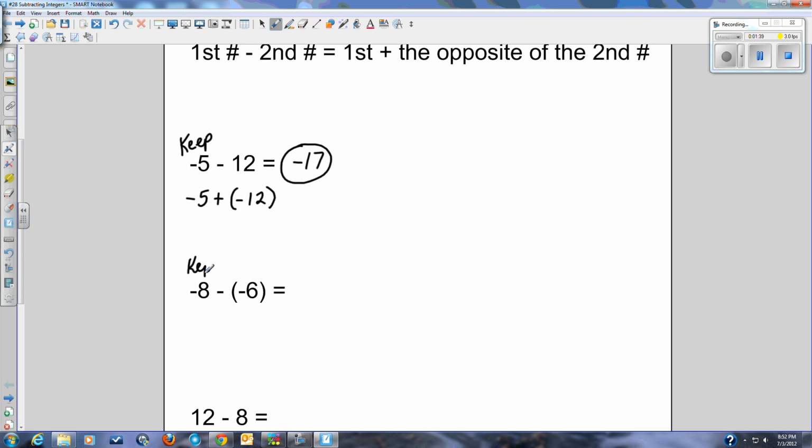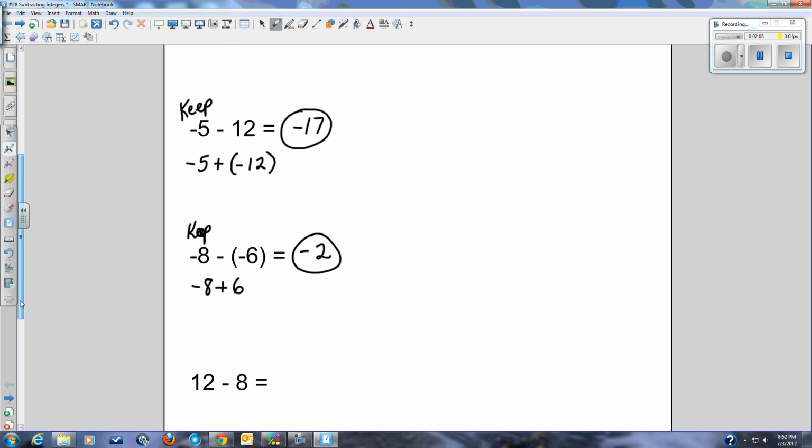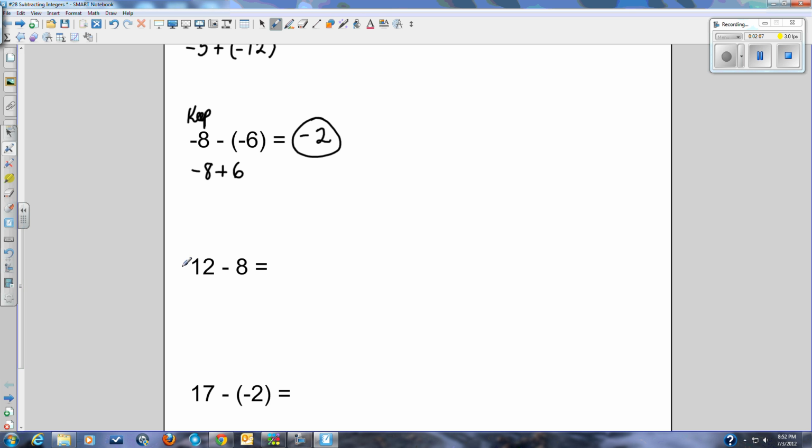We keep our first number, so we keep the negative 8. We change the minus to plus, and you change the sign on the next number. So the opposite of negative 6 is positive 6. Negative 8 plus 6, if it's 8 below 0 and it gets 6 degrees warmer, it's negative 2. All right, let's try it again.